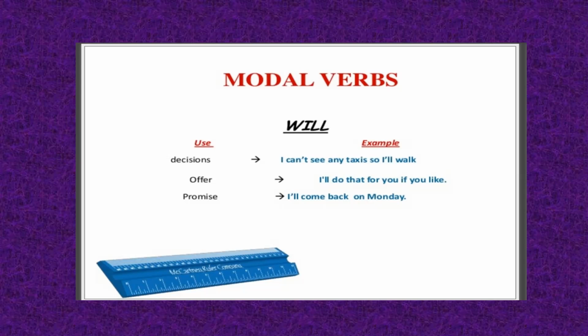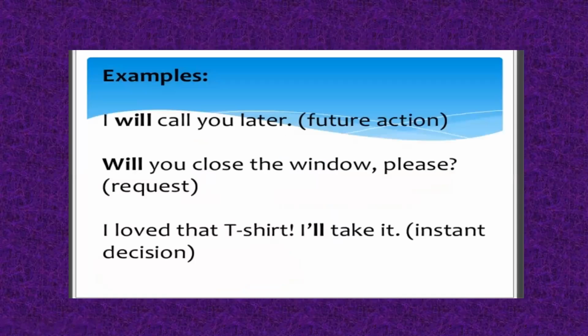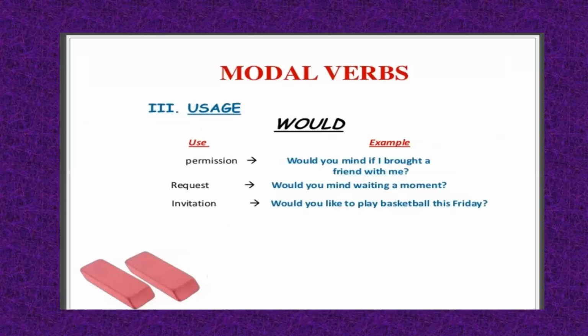It's a strong possibility. I told you, when we use may, suppose I'm using I may come back on Monday. So there's a dicey situation that I may come or I may not come. But when I'm saying will, it's a promise that yes, I will come back on Monday. So will has a very strong possibility. Some more examples are there. I'll call you later. Again, it's a strong possibility. It's a promise. Will you close the window, please? It's a request, expressing the request of something. I loved that t-shirt. I'll take it. Again, a strong decision. Okay, that the person is going to take it.